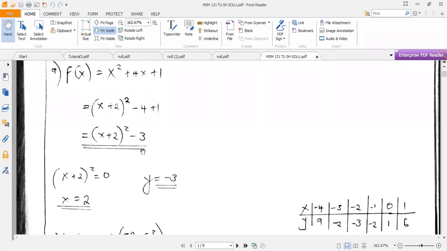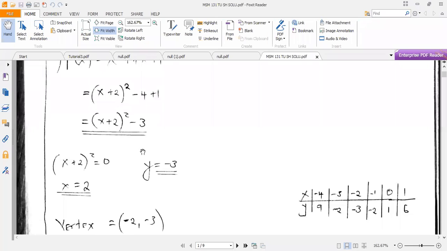Now we need to find the values of x and y for us to find the vertex. For the value of x, x plus 2 squared is equal to 0, so your x is equal to negative 2. I wonder why my scan is not showing that as negative 2, but it's supposed to be negative 2.